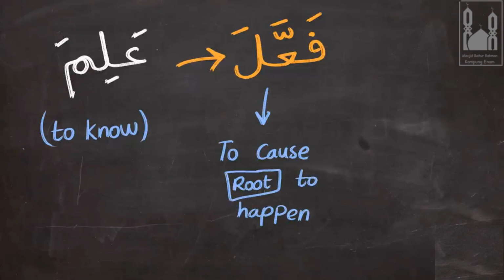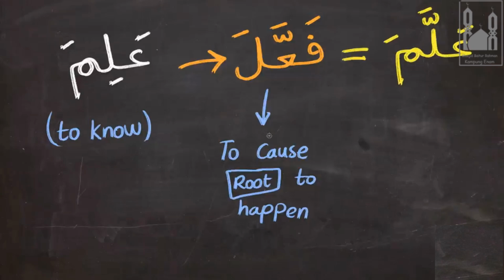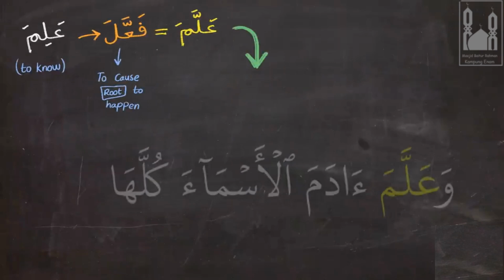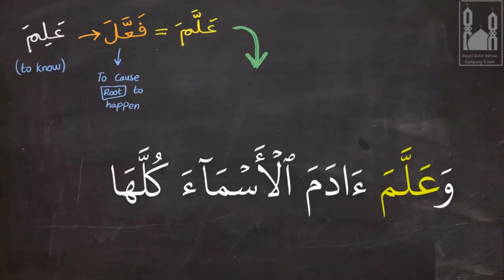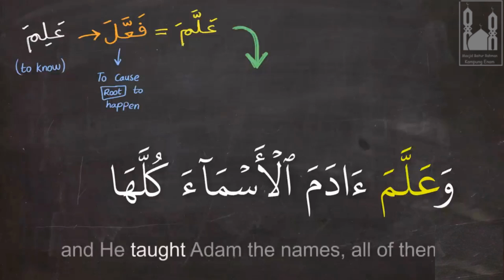So the measure of doubling the ayn of the verb, or the second letter of the verb, would turn the verb from its root meaning to cause the root meaning to happen. So this means that we will go from alima, or to know, into allama, like in this example. وَعَلَّمَ آدَمَ الْأَسْمَاءَ كُلَّهَا. So can you tell what the meaning of this sentence is? Let's check the translation. And he taught Adam the names, all of them.